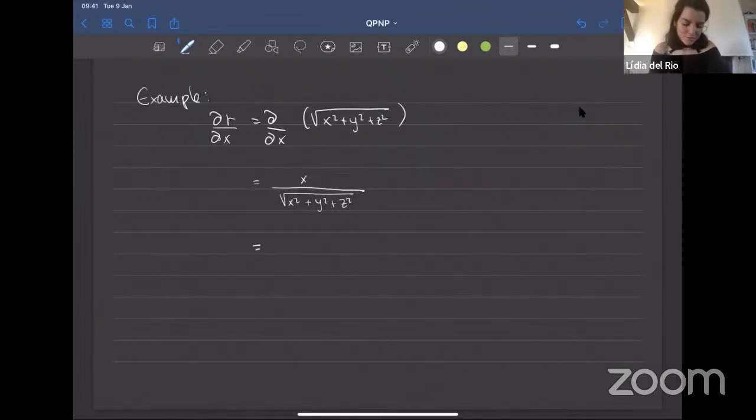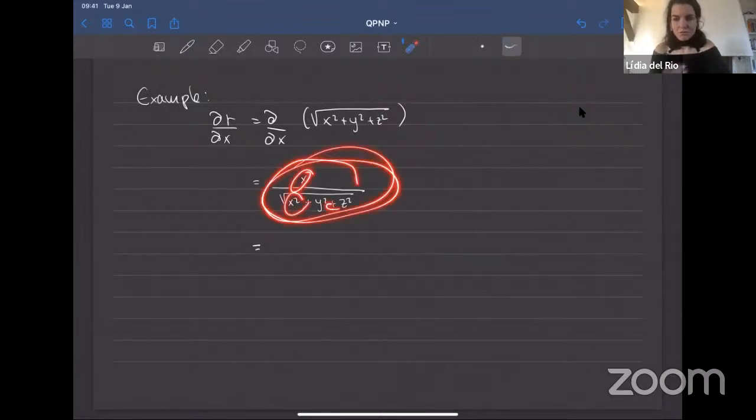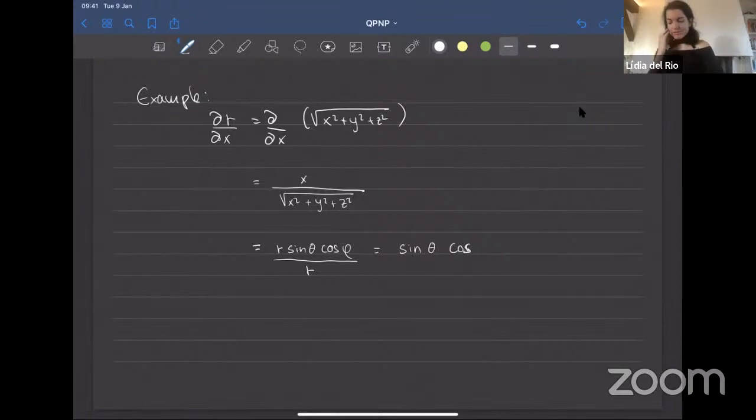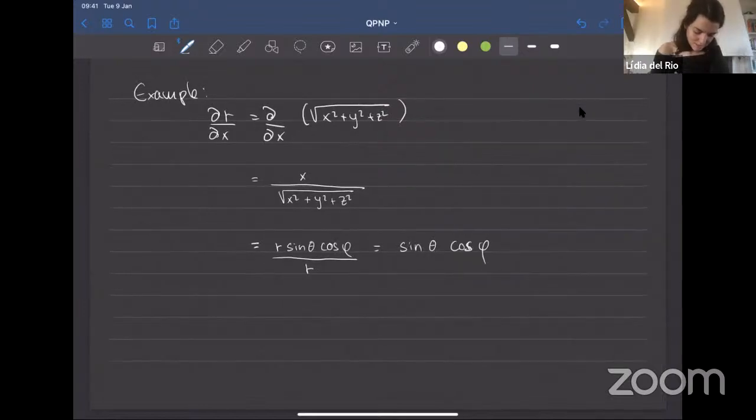And now this is still no good because we don't want to work with x, y, and z. We want to work only in terms of spherical coordinates. So we rewrite this. So x was what? We said x is r sine theta cosine phi. In this thing down here, this is just r. So then overall, this is sine theta cosine phi. Then you do the same for d theta/dx, and you do the same for d phi/dx.